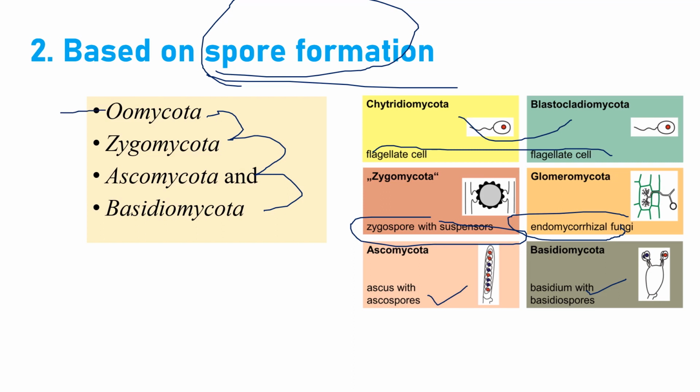Here, Oomycota generally produces oospores as sexual spores and zoospores as asexual spores. Zygomycota produces sporangia and planospores as asexual spores, and the zygospore as the sexual spore. Ascomycota and Basidiomycota produce conidia as asexual spores, and ascospores and basidiospores as sexual spores respectively. So this is generally based on spore formation. These are all basic understandings and basic classification.